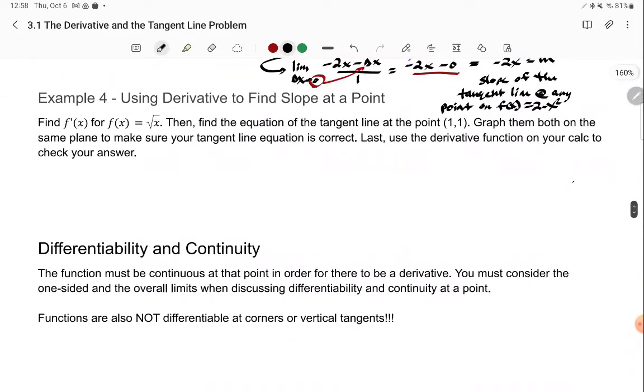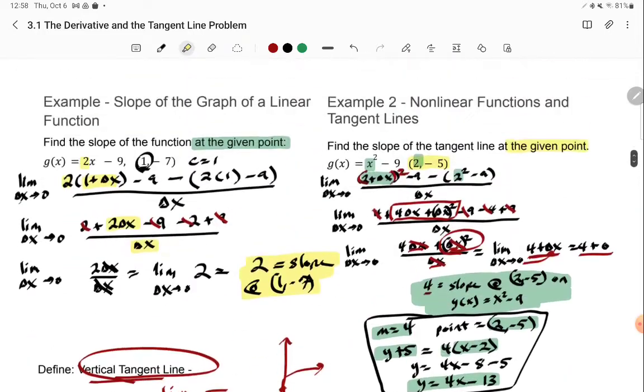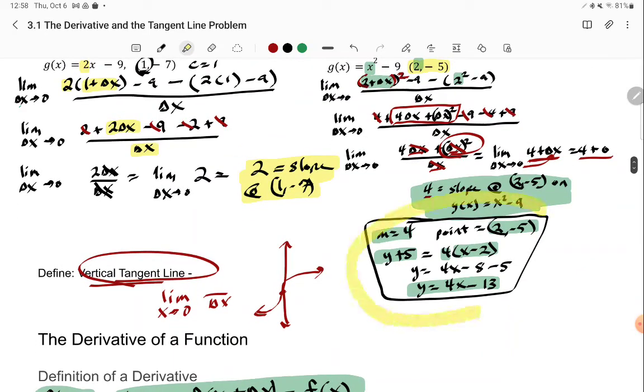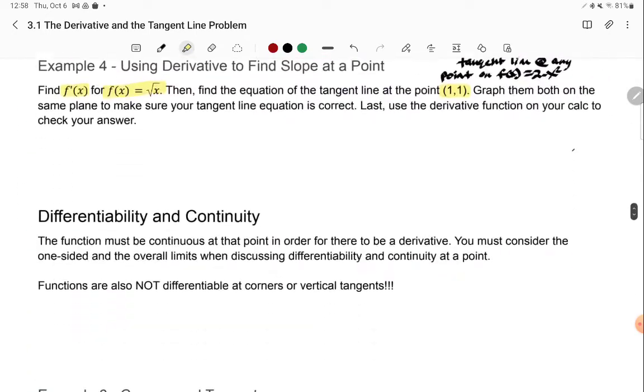So let's do another example using the derivative to find the slope at a point. Find the f prime, remember that's the derivative, for your function. So here's your function. Then find the equation of the tangent line. This is what we did, right? We're finding the equation for the tangent line. So once you figure out what the slope is at that point, then you'll have to figure out what is my y-intercept, or you can set it up into the equation like what we did up here. So you're doing the same thing as we did there.